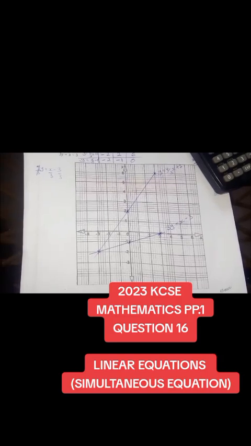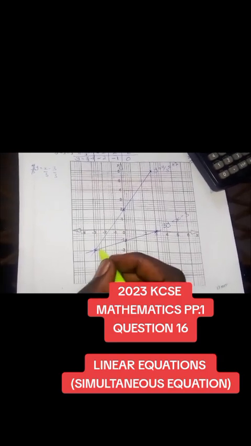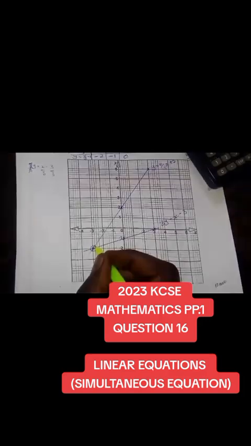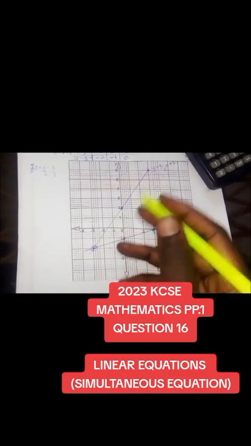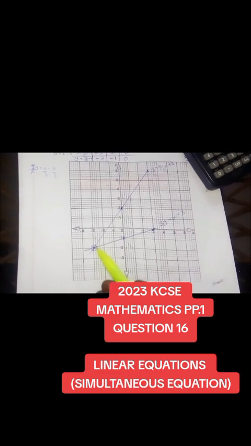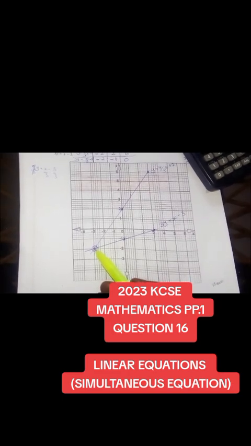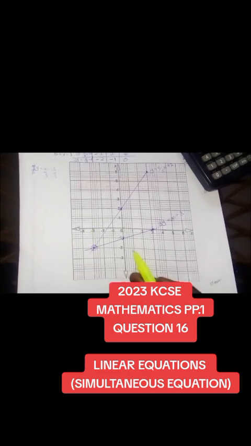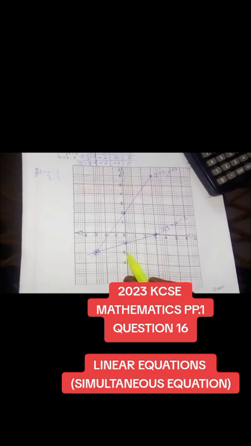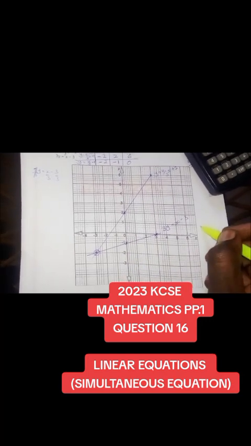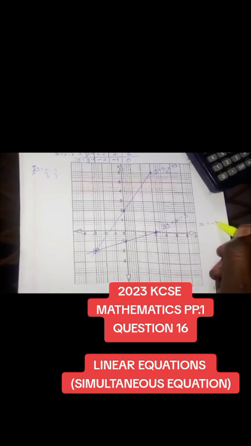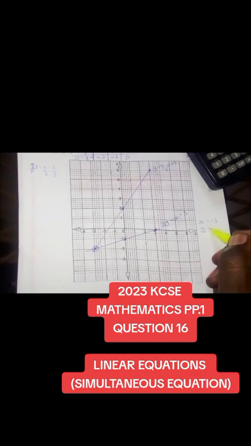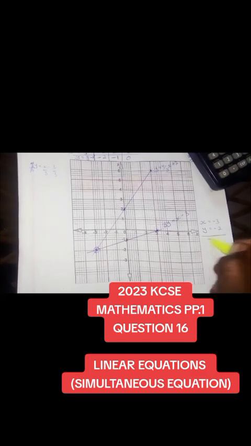So to solve simultaneous equations using a graph, you just look at the point where they are meeting. Both lines are meeting at this point. Therefore, I read on the x-axis, which is -3, and on the y-axis is -2. Therefore, the answer, I just say, x is equals to -3 and y is equals to -2. That is the right answer.